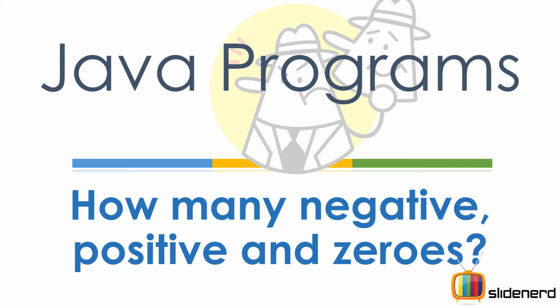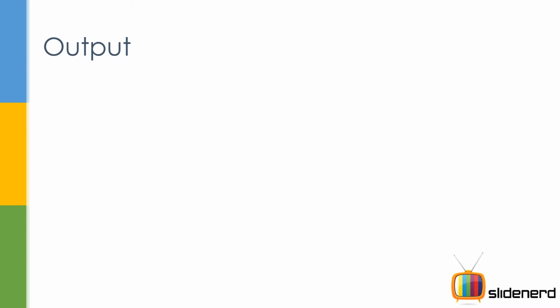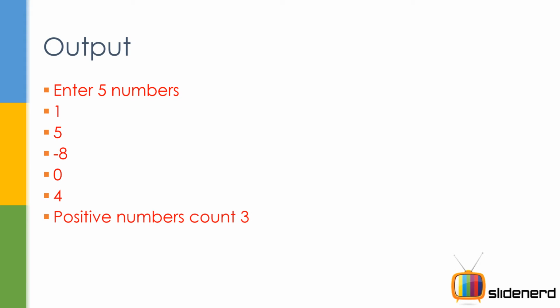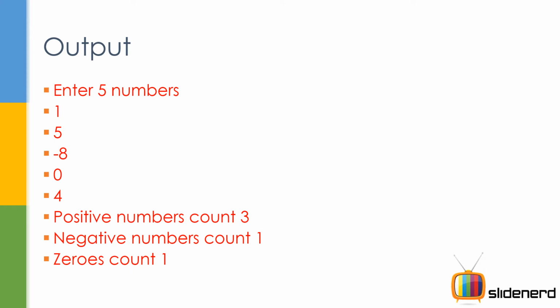In this video, I'm gonna have a simple program that asks the user for some numbers and then says exactly how many are negative, how many are positive, and how many are zeros. So let's go ahead, check the output. You ask the guy, enter 5 numbers. He says 1, 5, -8, 0, 4. Your program simply says there are 3 positive numbers, there is 1 negative number, there is 1 zero. So let's go ahead and see how this is done.